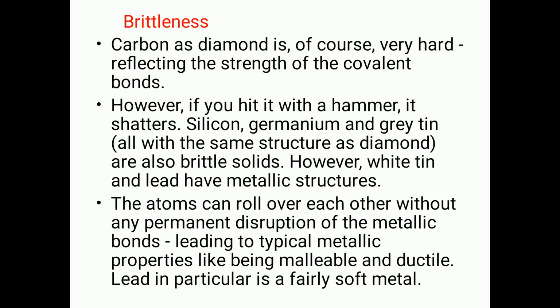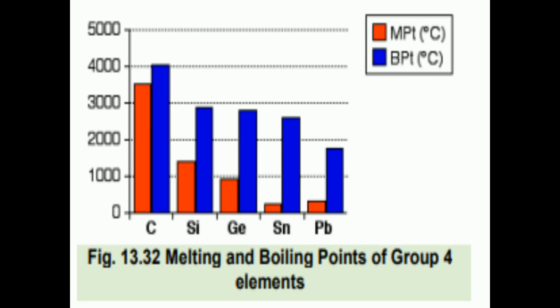However, white tin and lead have metallic structures. The atoms can roll over each other without any permanent disruption of the metallic bonds, leading to typical metallic properties like being malleable and ductile. Lead in particular is a fairly soft metal. Here you can see in this graph that melting and boiling points of group 4 elements decrease down the group.